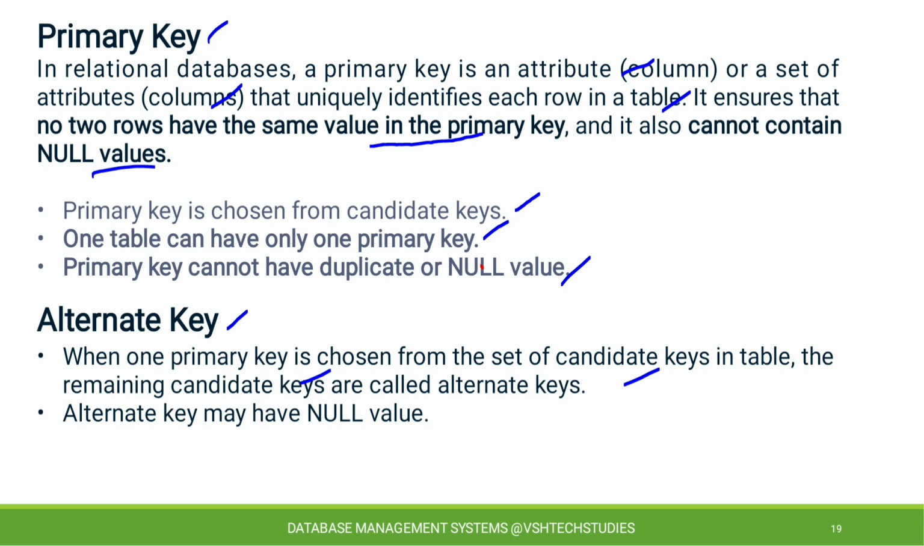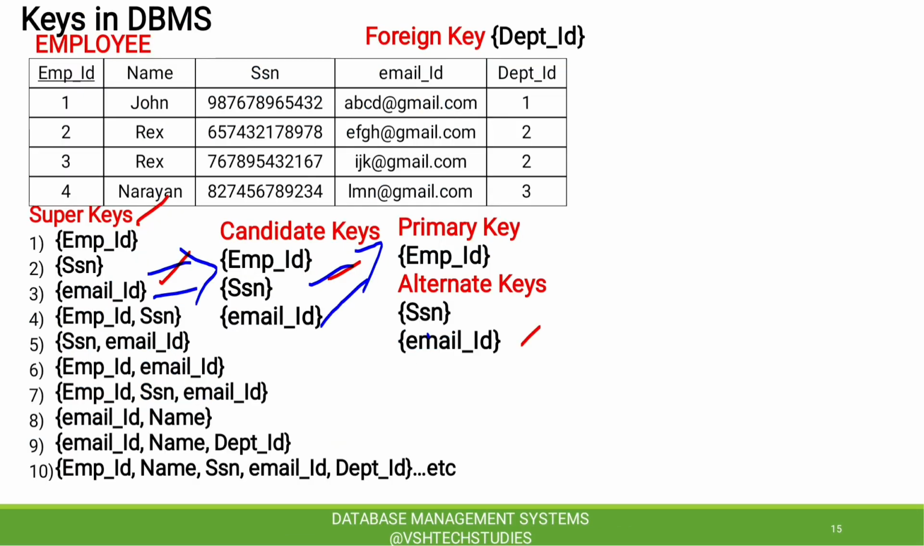Alternate keys may have null value. So these two are the alternate keys here. They may have null value. If email ID is not there for every employee, null value will be stored here. If they have not yet registered and got social security number, null value will be stored here. But for EMP ID, null value cannot be stored and it cannot have duplicate values.